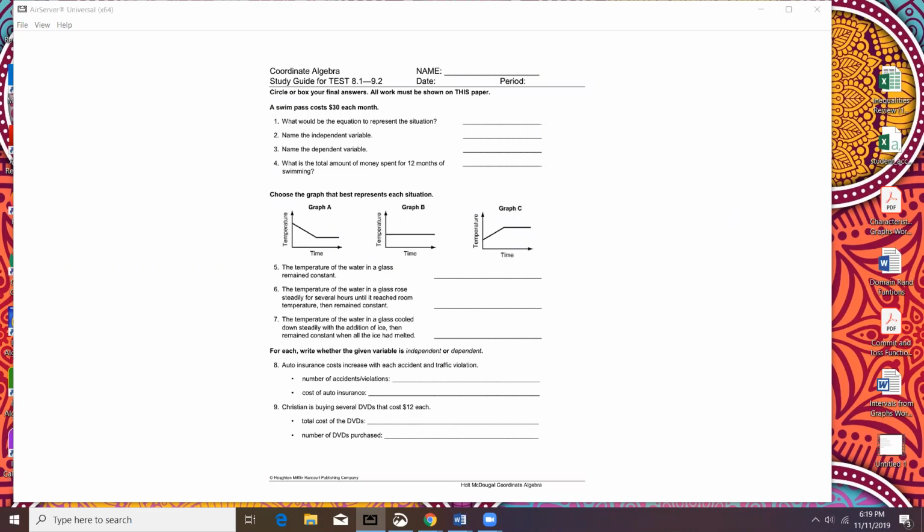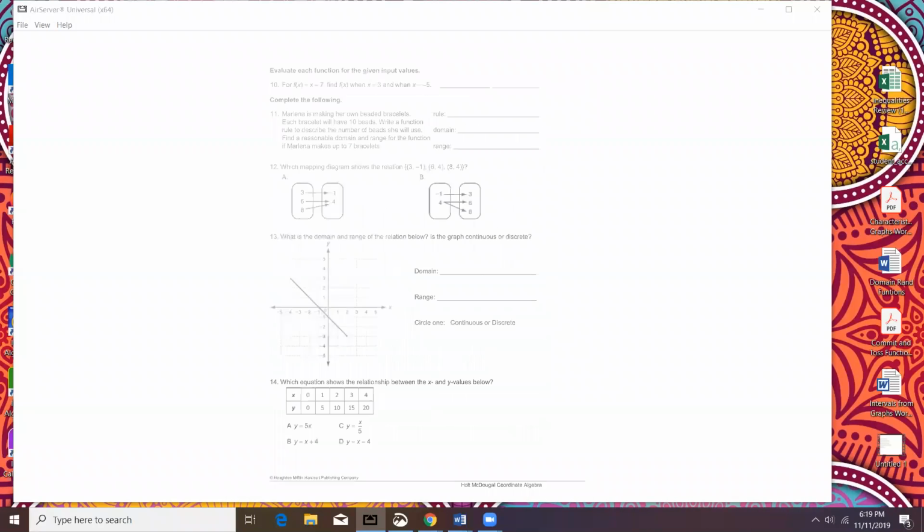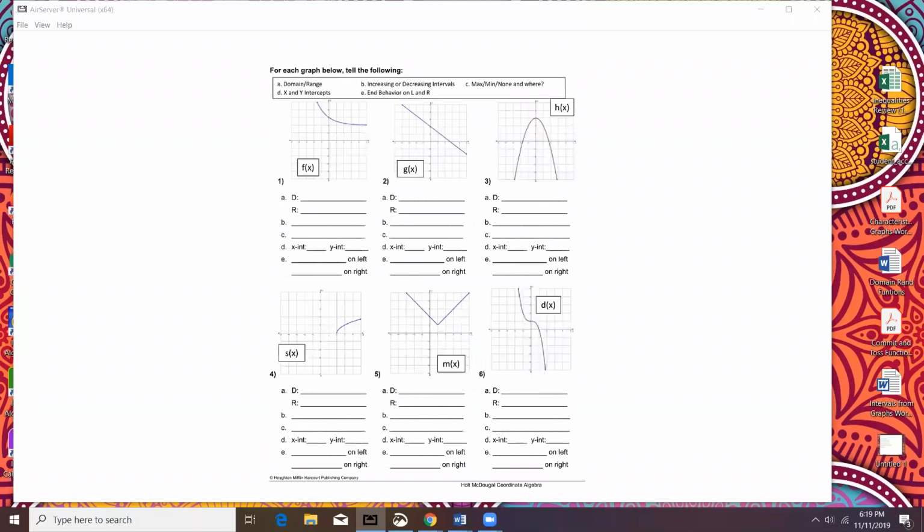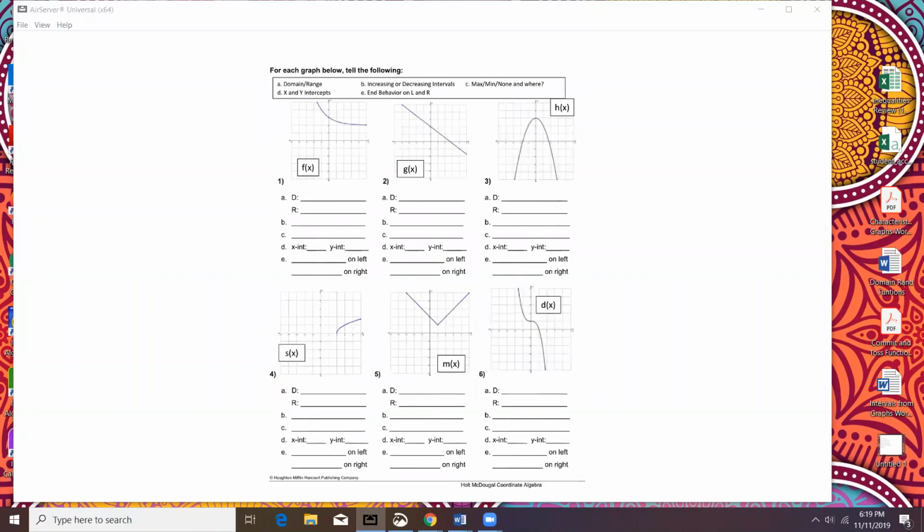Oh, okay. So about the domain and range. Which one? Like any specific question or just domain and range in general? Just like domain and range in general.